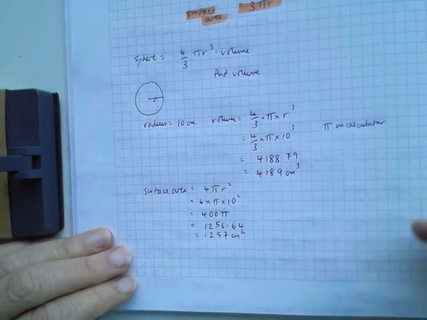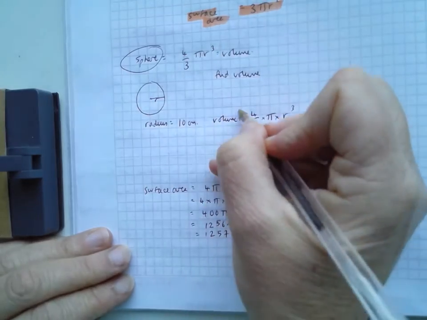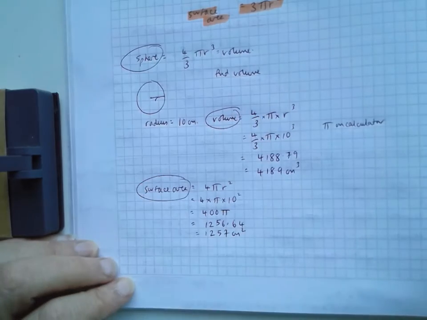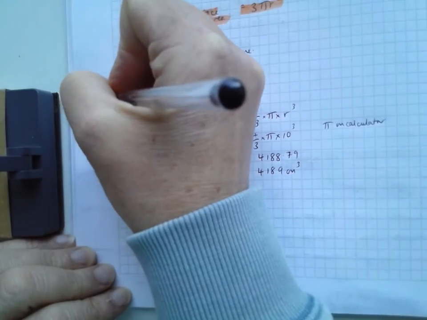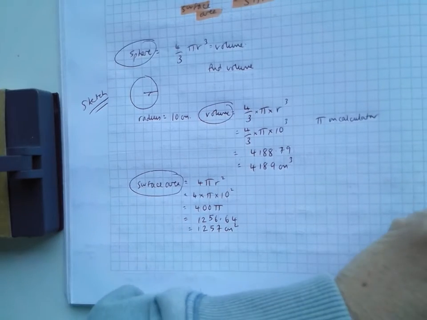Just remember all the time, name your shape, so it's a sphere, name whether you're trying to find the volume or the surface area, make sure you write down what your measurements are that you're given, and if at all possible, sketch the shape. Okay, so what about first hemisphere then?